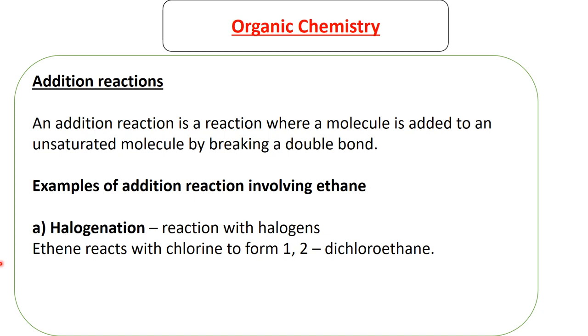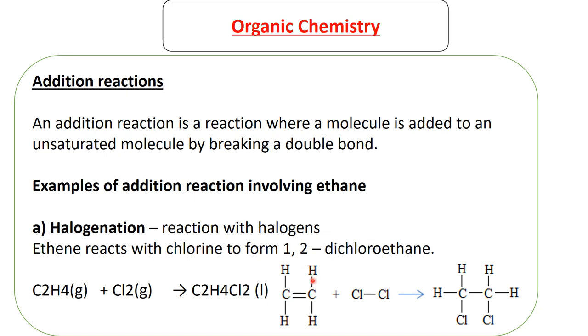1,2-dichloroethane. What is 1,2-dichloroethane? So again, I will waste some time here. Dichloroethane means it's an ethane made of 2 carbon atoms. Then we have 2 chlorine atoms, one at the first carbon atom, the other one at the second carbon atom. So it's an ethane, but of course with 2 hydrogen atoms replaced by chlorine. So this is the reaction where ethene reacts with chlorine to form 1,2-dichloroethane.